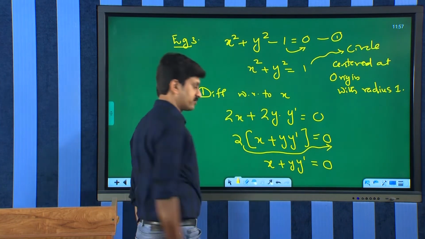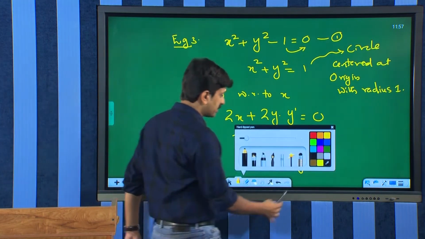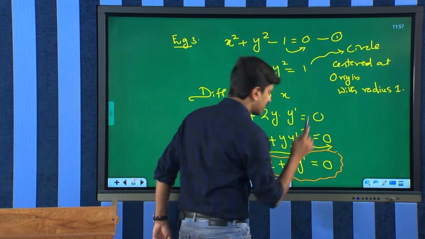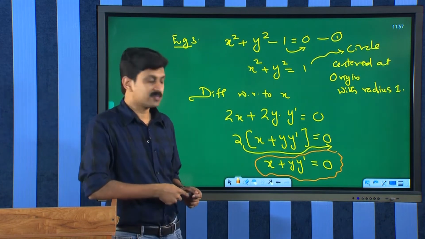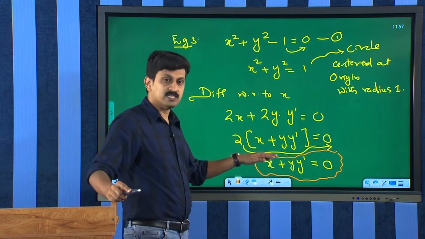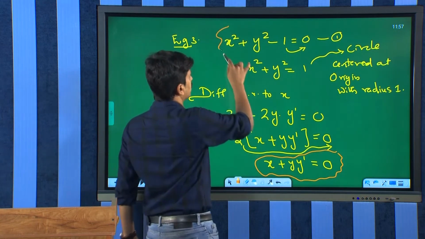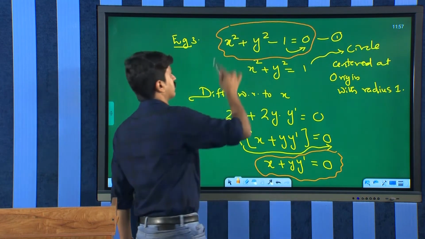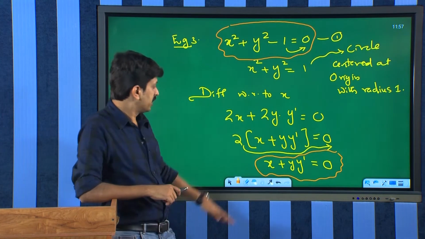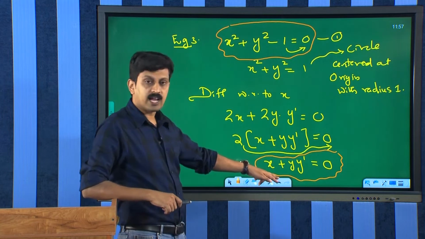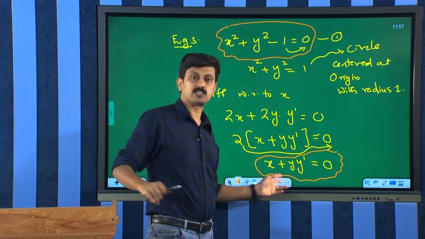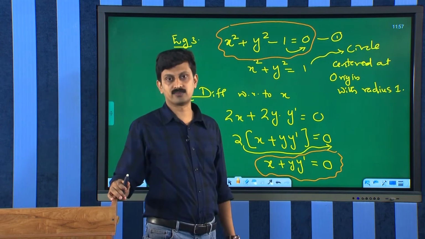is equal to 0. See, this is a differential equation because it involves y dash, and y dash is actually dy by dx. So it is a differential equation. This differential equation we generated from the curve x square plus y square is equal to 1, or x square plus y square minus 1 equal to 0. We can say that this equation of the circle, the unit circle, is a solution of the differential equation x plus y dash is equal to 0.